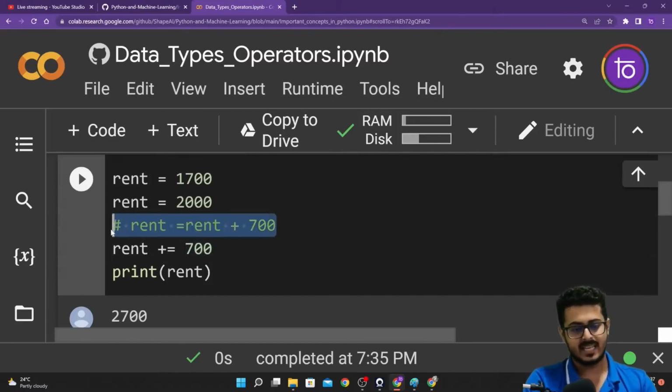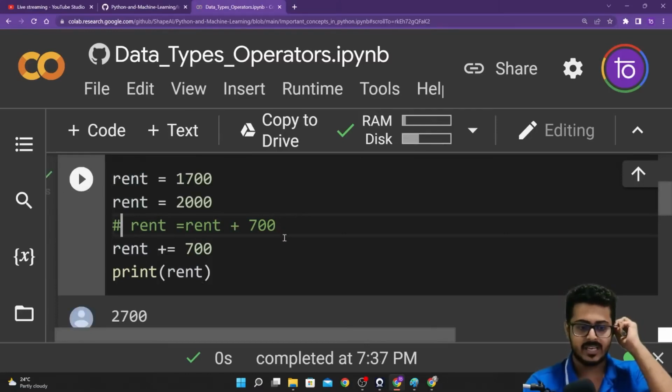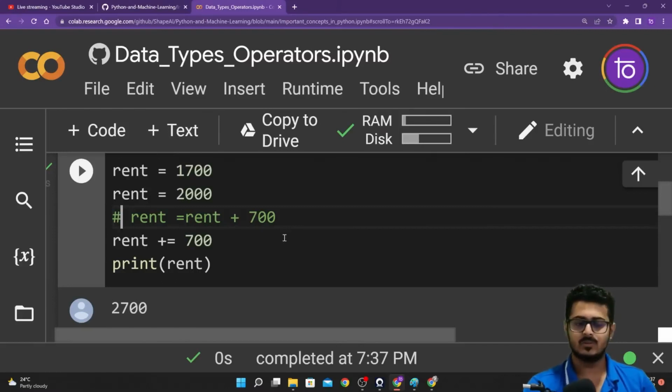Now I've commented this line out by placing a hash in front of it. By placing a hash in front of a particular line of code, you will be able to comment that line out. What do I mean by comment? Now that line is no longer code. That is normal English that Python will ignore. Python won't execute this particular line of code. This is a comment, for the programmer's perspective itself. If you want to comment something for your own good, for referencing at a later point of time, you just have to place a hash in front of that line, and that line is now commented. Python won't run this particular line. So if I run this line of code again, I will again get the answer as 2700.